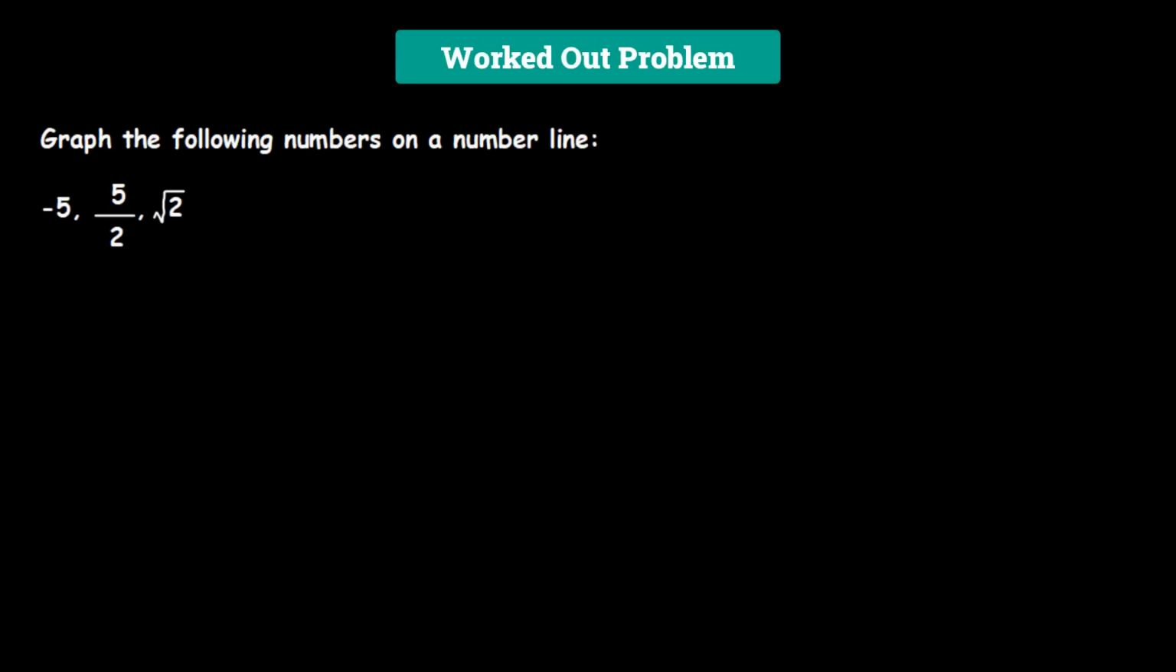So here in this particular question, we are given three numbers: -5, 5/2, and square root of 2. And we need to graph the following numbers on a number line. So let us begin by drawing a number line here.